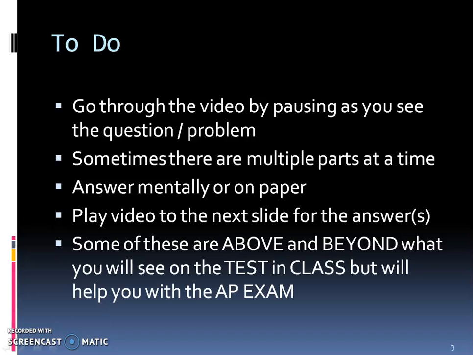So you're going to go through the video by pausing when you see the question or problem. Again, multiple parts, some numbers. You can do them mentally or on paper, but I strongly suggest you put them on paper, especially the mathematical ones. You might want to have out your calculator as well as your reference sheets. You want to then play the video to see the answers and or the solutions or game plan. And some of these are going to be above and beyond what you're going to see on the test, but they're going to be very helpful for those free response AP questions.